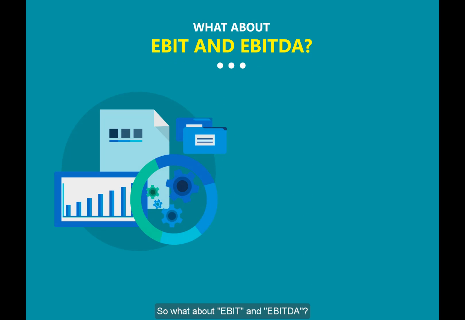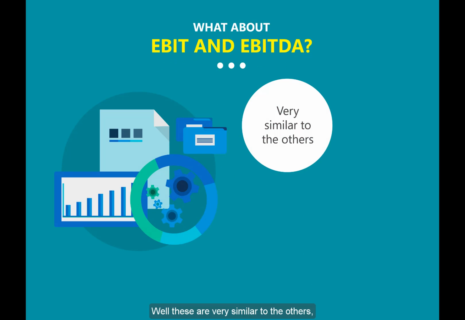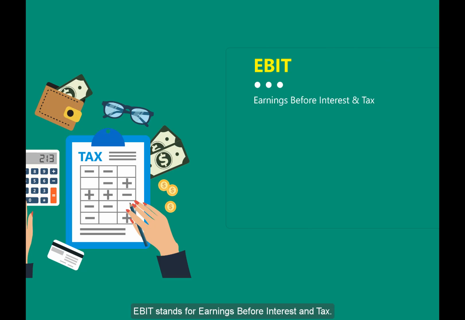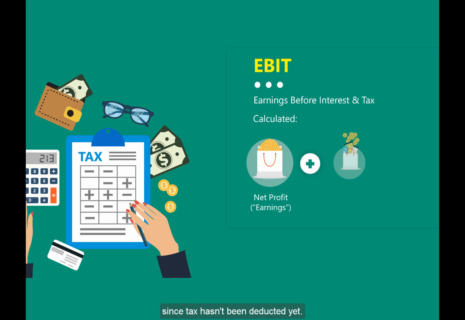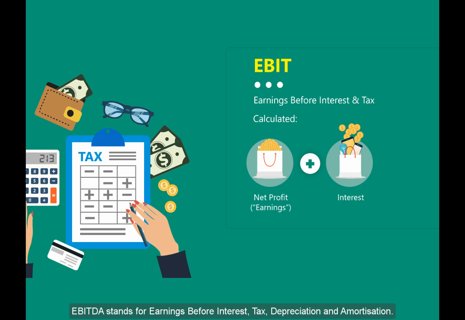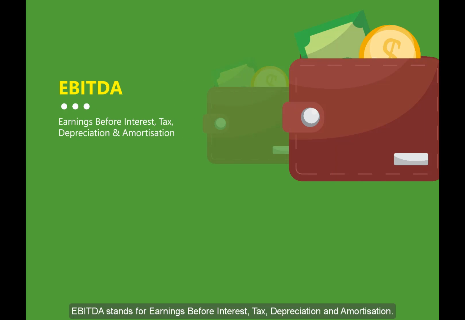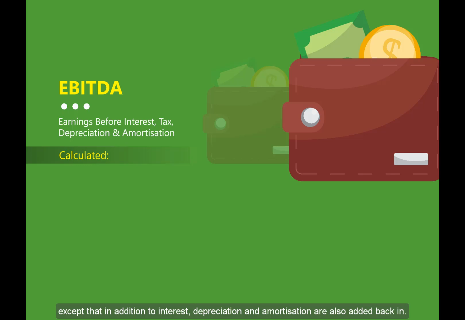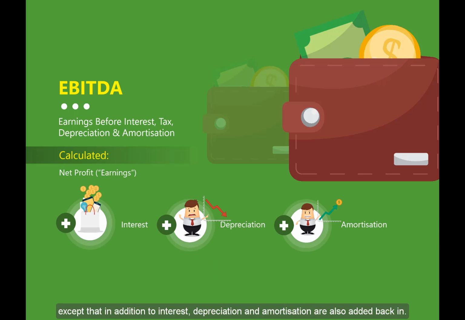So what about EBIT and EBITDA? Well, these are very similar to the others, except for one thing. The owner's salary and benefits are not added back on. EBIT stands for earnings before interest and tax, meaning that it is simply the net profit before tax with interest added back on, since tax hasn't been deducted yet. EBITDA stands for earnings before interest, tax, depreciation, and amortization, meaning that it is the same as EBIT, except that in addition to interest, depreciation and amortization are also added back in.